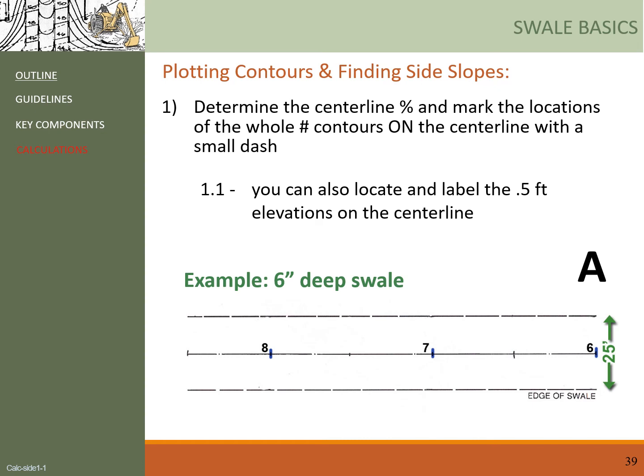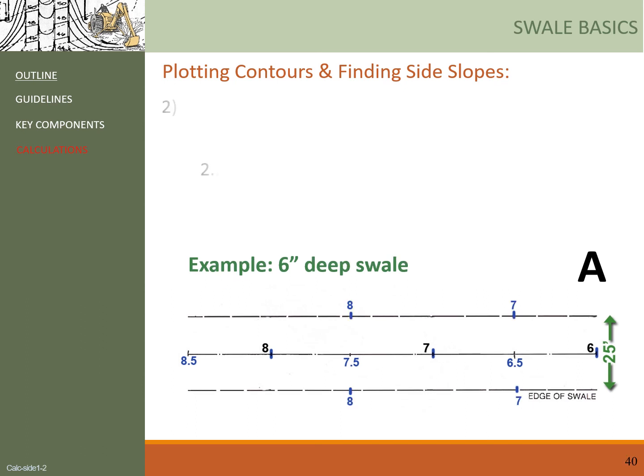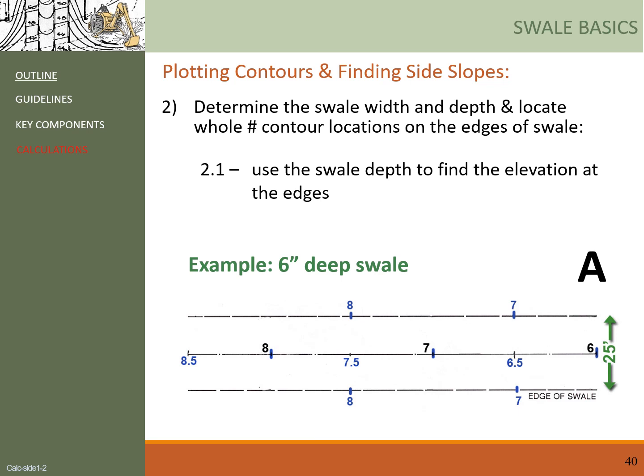So what to do as the first step? Very similar to the slides when we explained what the depth of the swale is. The first thing we do is mark and locate the 0.5 feet elevations on the centerline. Okay? And the next thing we do is to use the swale depth, which is 6 inches, 0.5 feet, to find the elevation at the edges. In this case, the 8 and the 7 on the edges.